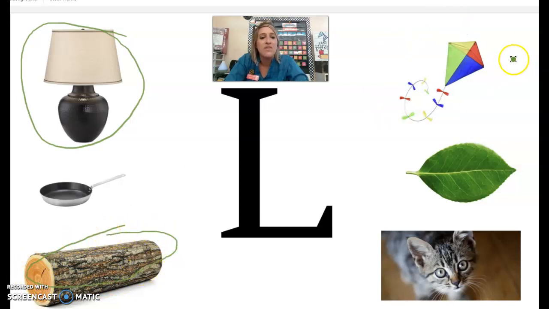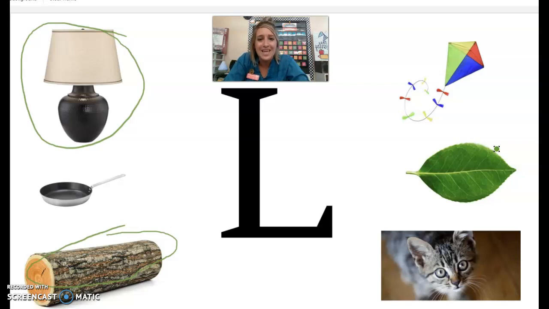All right, next we have a kite. Kite. Do you hear "l" at the beginning of kite? I don't. All right, next we have a leaf.